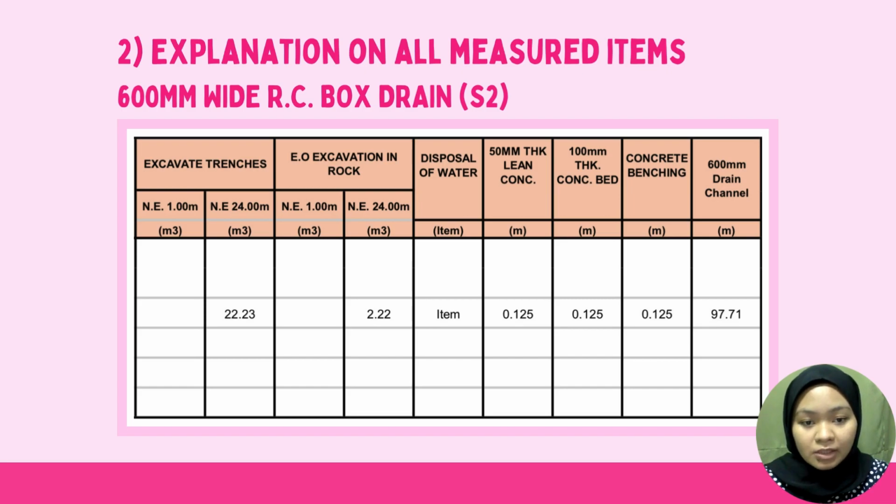50 mm thick lean concrete is 0.125 meters. 100 mm thick concrete bed is also 0.125 meter. Concrete benching is 0.125 meter. 600 mm drain channel is 97.7, which is the length of the RC box drain for 600 wide.